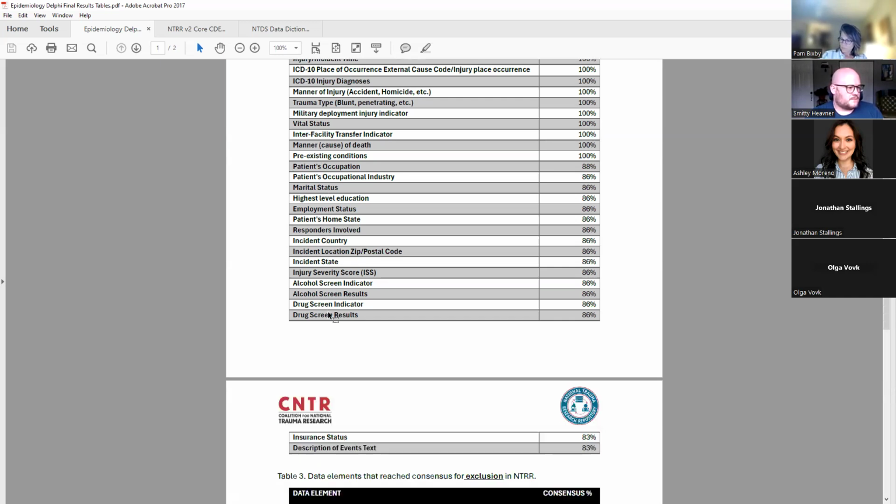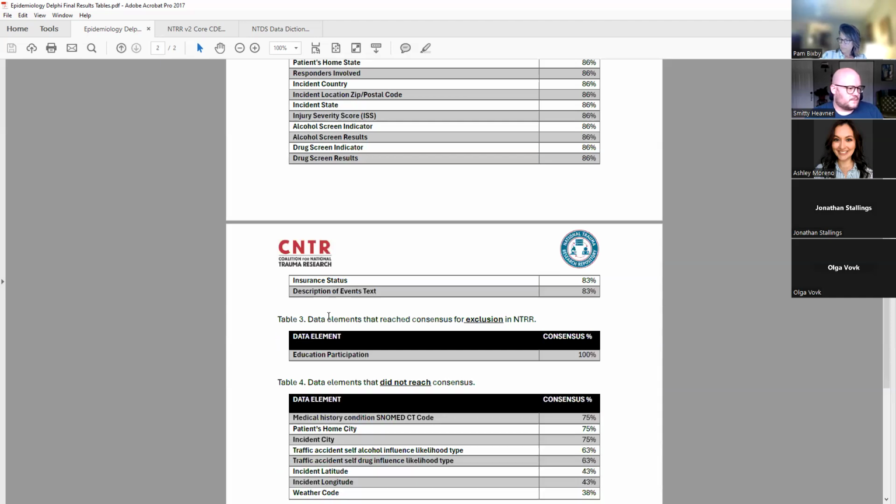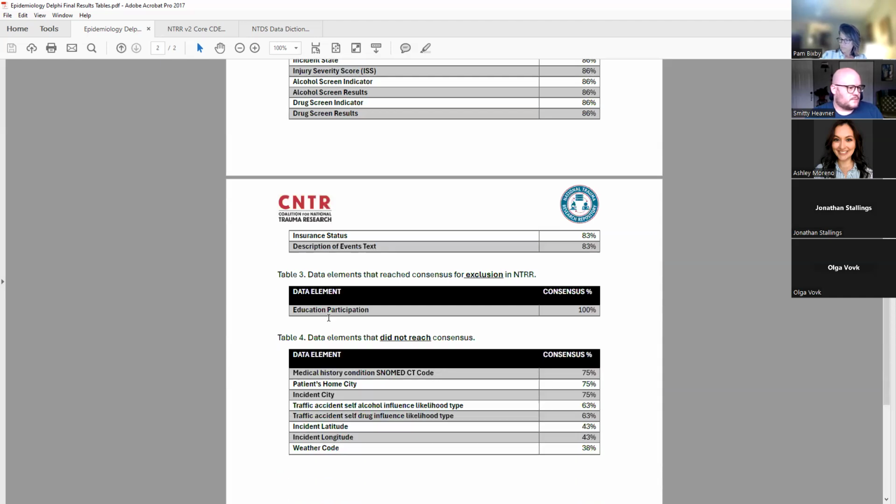Any other thoughts on these? We will get a little bit more in depth into some of them here in a second. So just another comment on home city and incident city. Zip code already met a threshold for consensus. And if you have someone's zip code, you have their city.